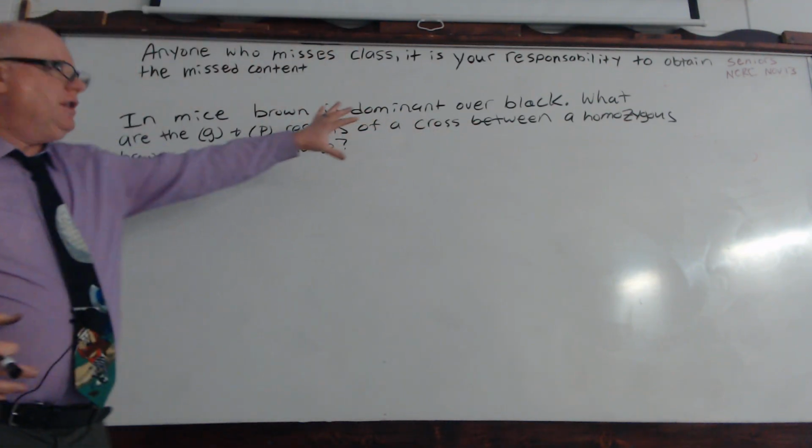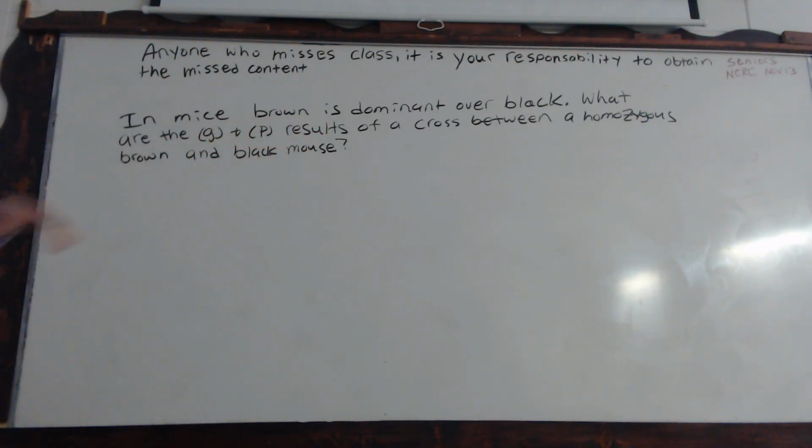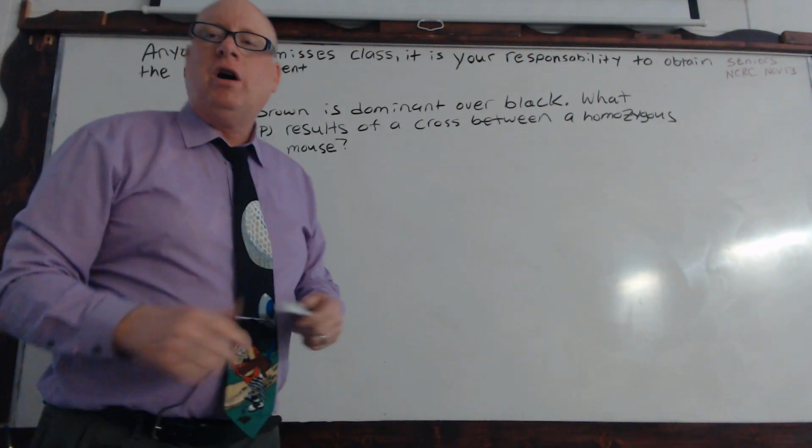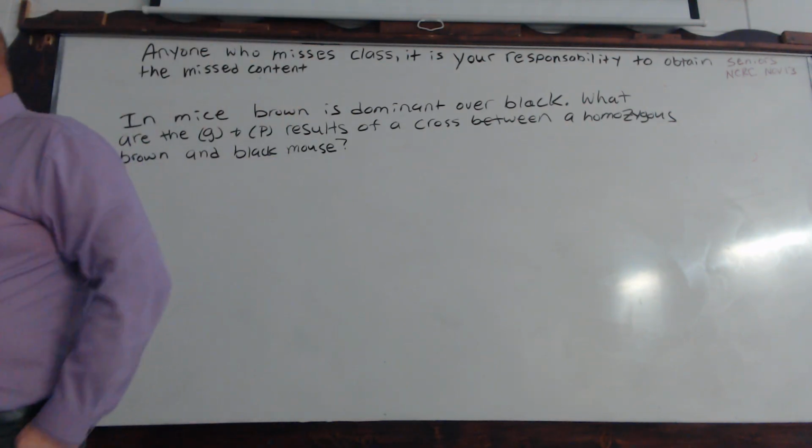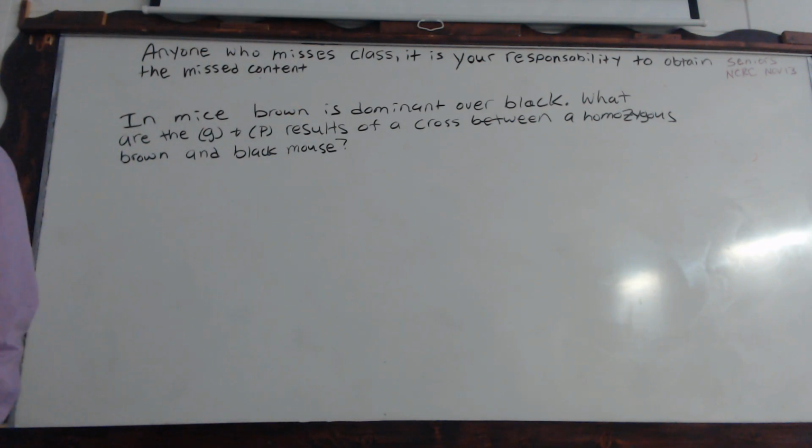So as we look at this, it says, in mice, brown is dominant over black. What are the genotypical and phenotypical results of a cross between a homozygous brown and black mouse? So when we do these problems, what's the first thing we do? Make a key, right?